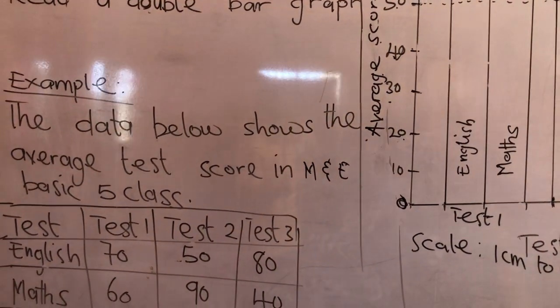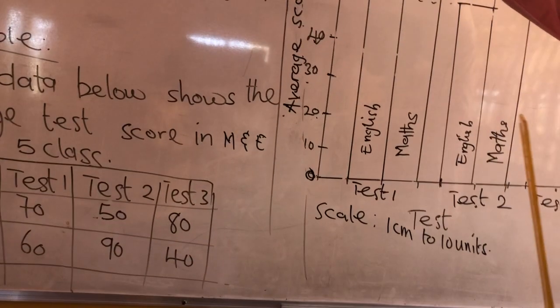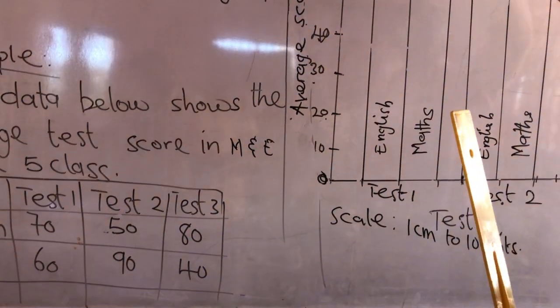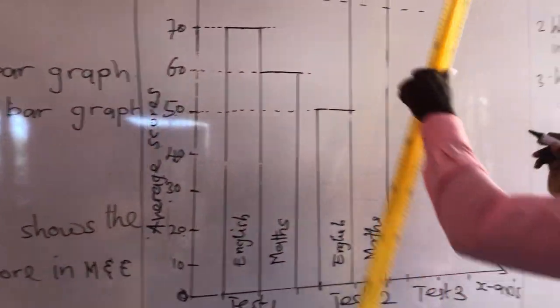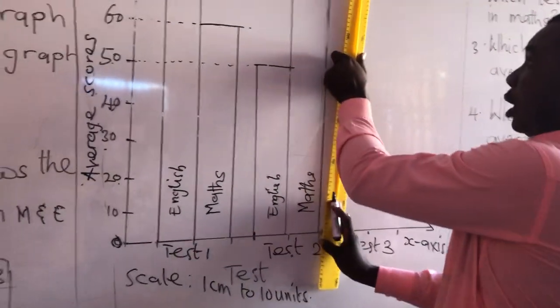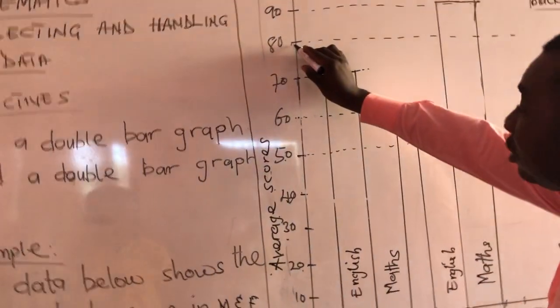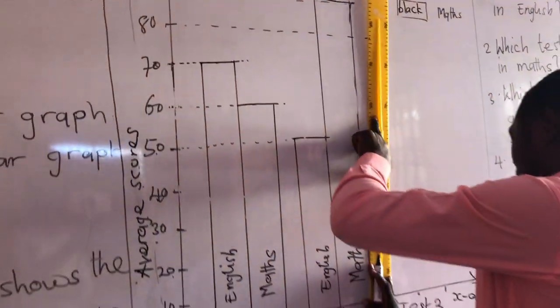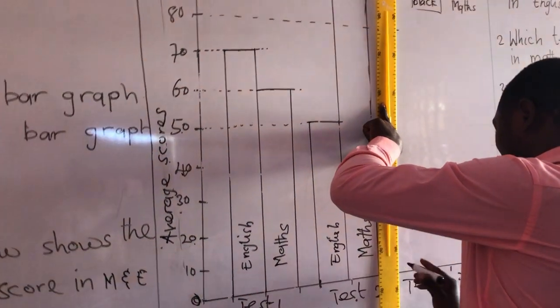It's 80 for English language, test 3. So where is 80? We locate our 80 on the y-axis, and then we draw our bar to the end of it.